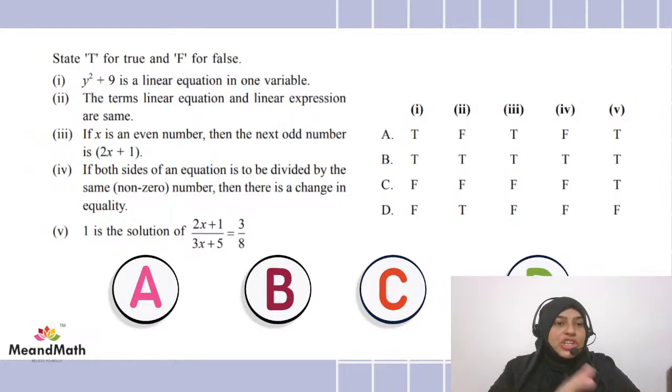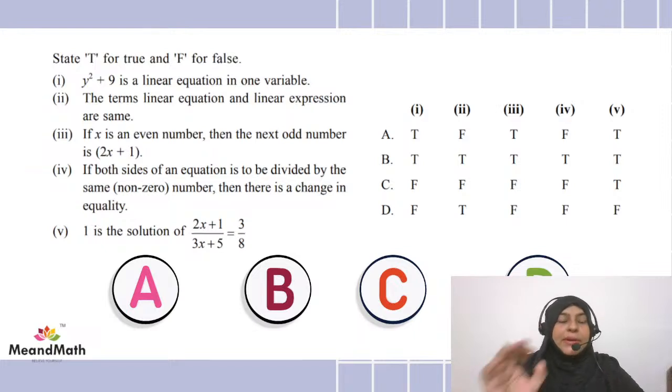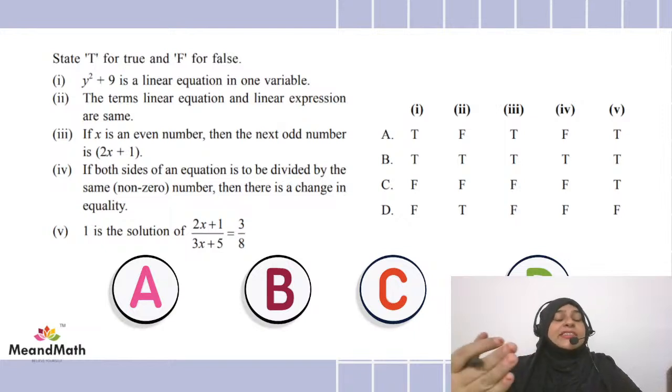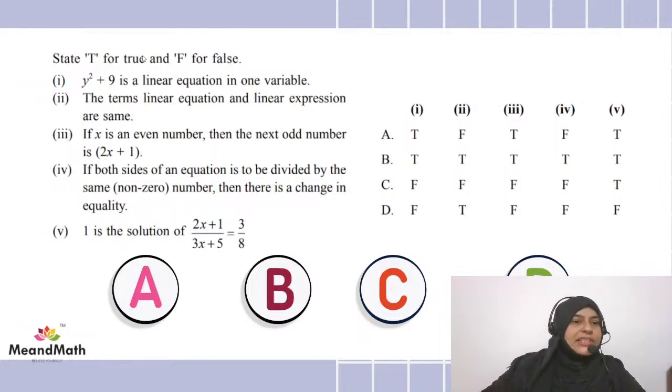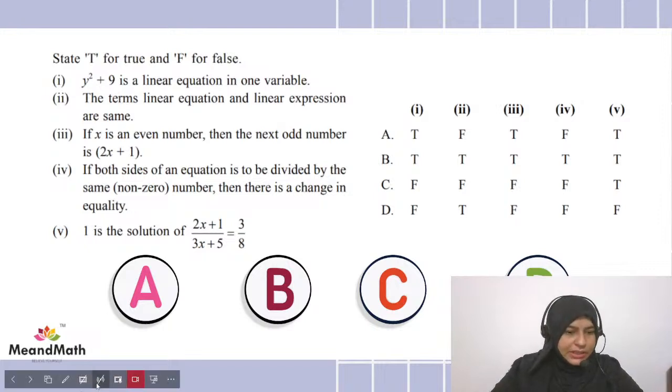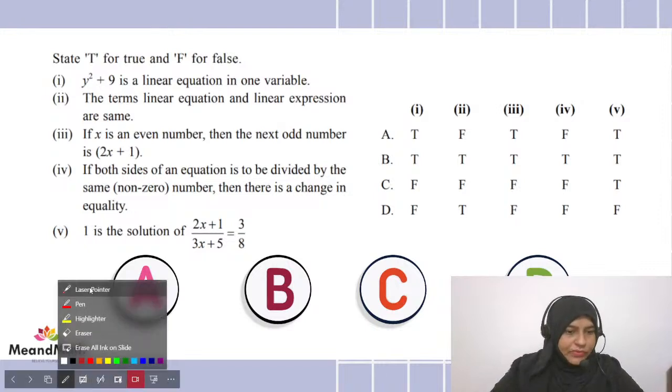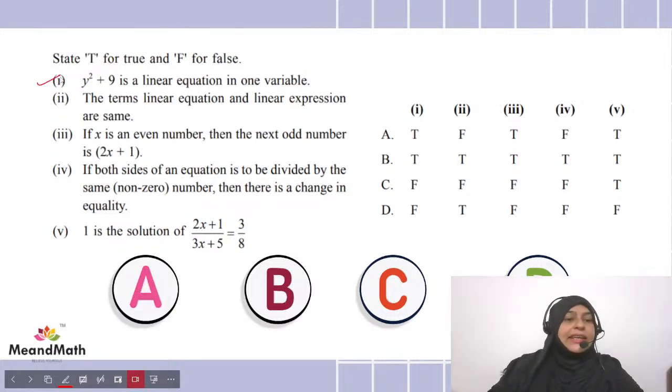Now, this is your question number one. Here we need to tell which statement is true and which one is false. Let's try to solve it. But for that, we need to read and understand what each statement is telling about. In the first statement, they are saying y square plus 9 is a linear equation in one variable, right?